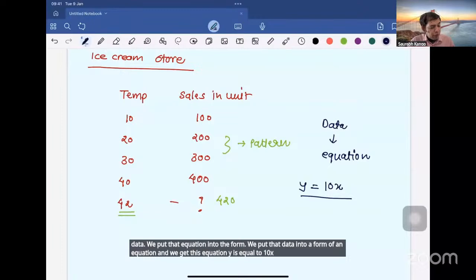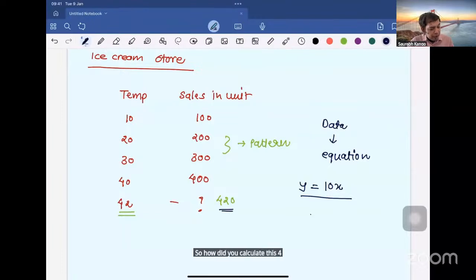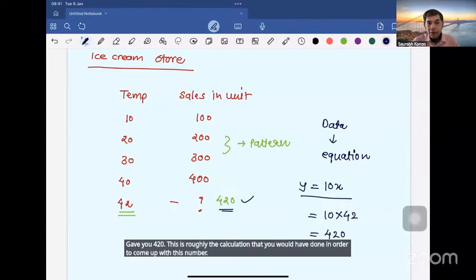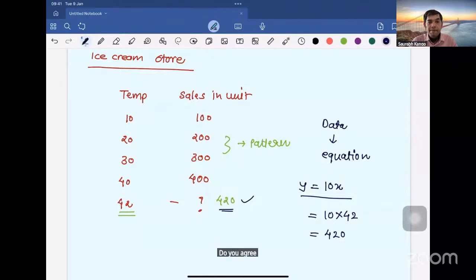So how did you calculate this 420? Can I say that 10 into 42 gave you 420? This is roughly the calculation that you would have done in order to come up with this number. Do you agree with this? Yes.